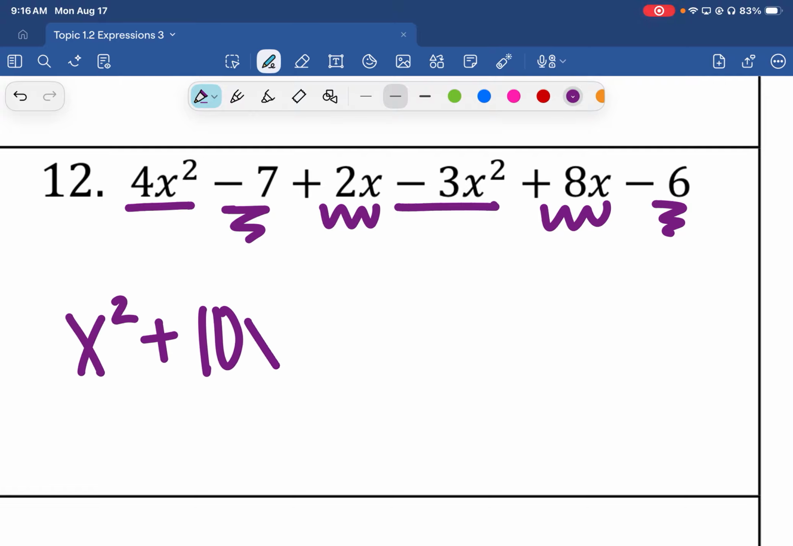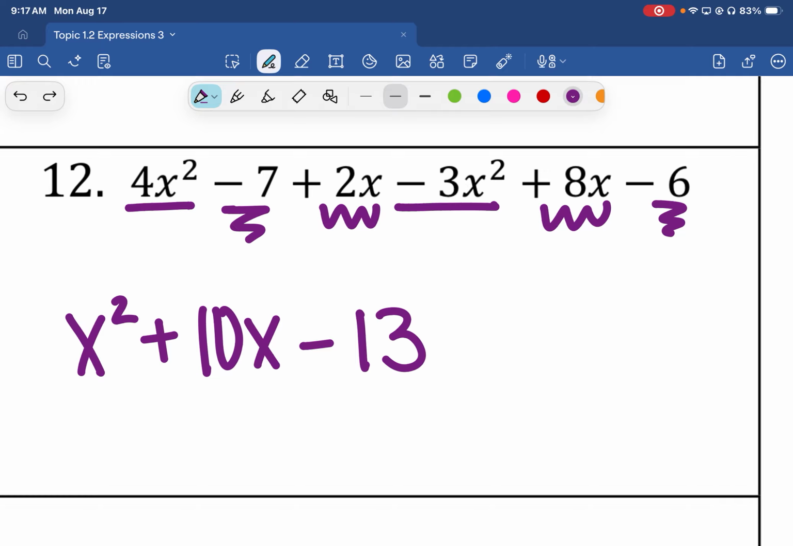What she said, 13. You're talking a little too fast for me. Oh, yeah, mine. All right, so remember, what is understood to be in front of that x squared? 1. Do you have to put the 1 there? No. Can you if you need to? Yeah.